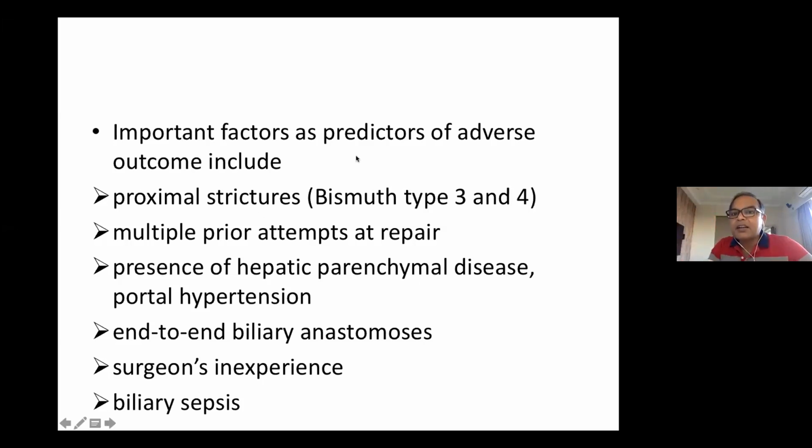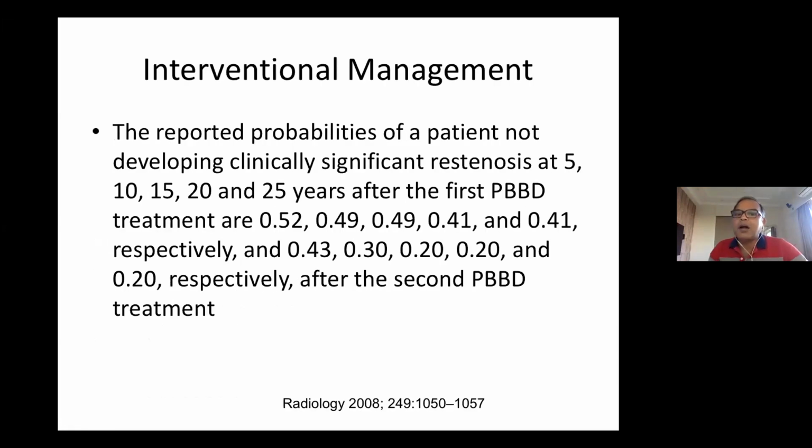So the important predictive factors of adverse outcome are type 3 and type 4 biliary strictures, meaning higher strictures, multiple attempts at repair having been done, end-to-end biliary stenosis, and biliary sepsis. Now coming to our part. I'll just summarize what our data show regarding the re-stenosis rate. I'm directly coming to the results.